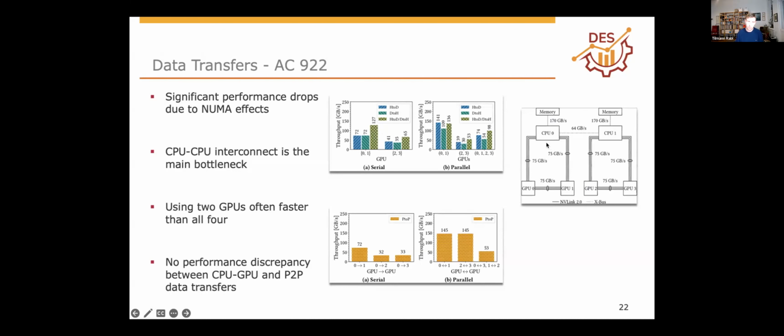If we have to go across the cross bus, then we can see this is limited by the cross bus, right? This is basically if we read from GPU 2 or 3, where our data is always located in the memory of CPU 0. Then if we go through here, we will always be limited by the 64 gigabytes per second of the cross bus.